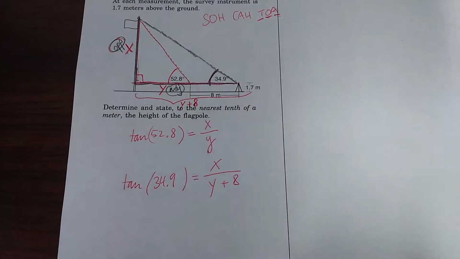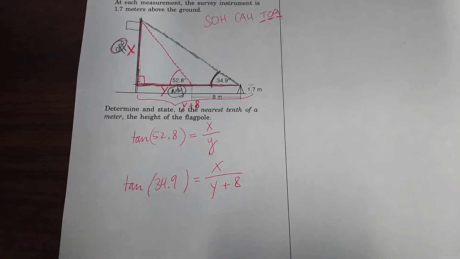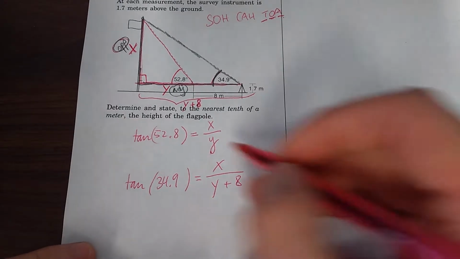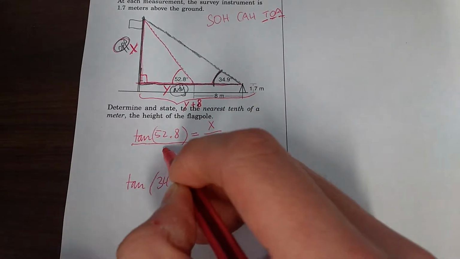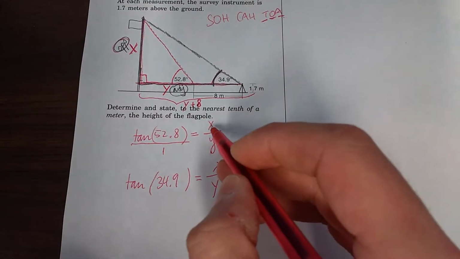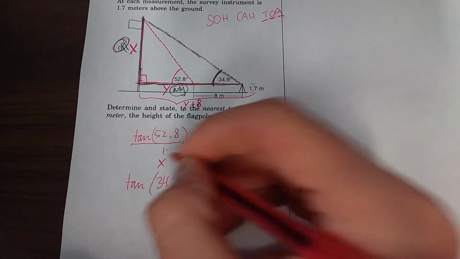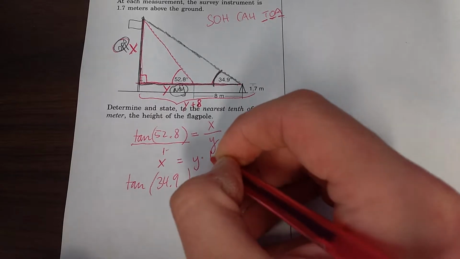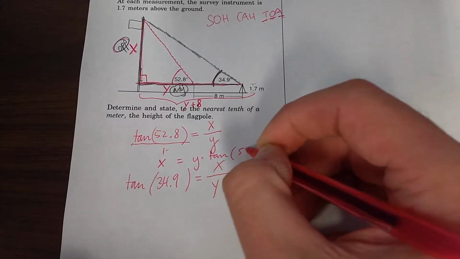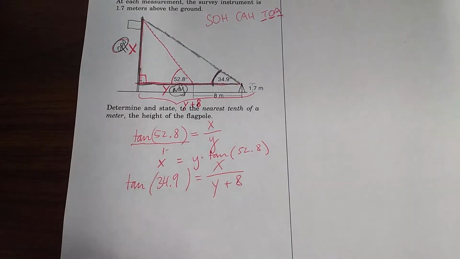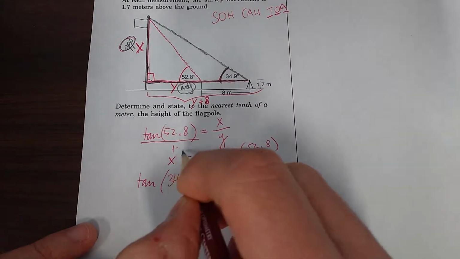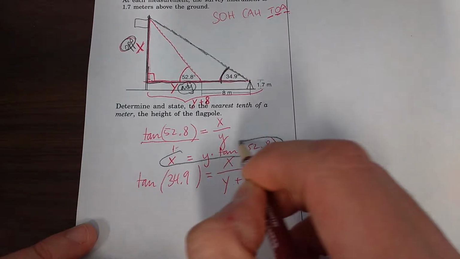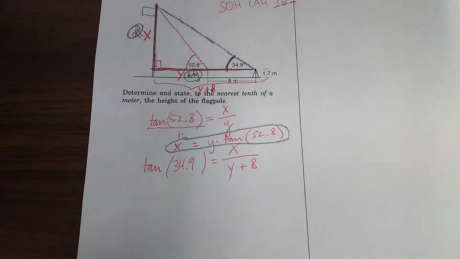Okay, now what we should do is let's cross multiply. So here I'm going to put this over 1, and we're going to cross multiply, so we're going to get X times 1 is equal to X, and that's equal to Y times tangent of 52.8. Okay, and I'm going to circle this equation, and you'll see in a moment why I'm going to do that.